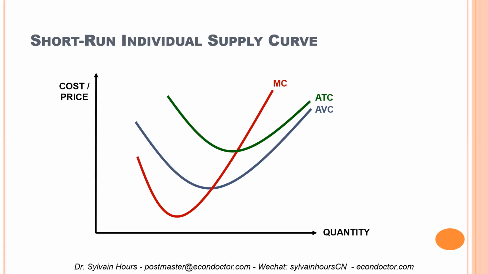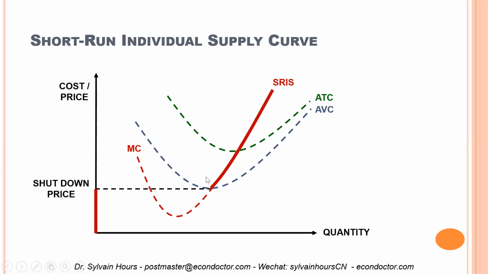So, same thing, I represent the usual cost curves. And now let's try to identify my supply curve. Remember that sentence: the individual supply curve in the short run is the increasing section of the marginal cost, which lies above the minimum of the average variable cost. So that's my shutdown price, the minimum of the average variable cost. My supply curve is right there.